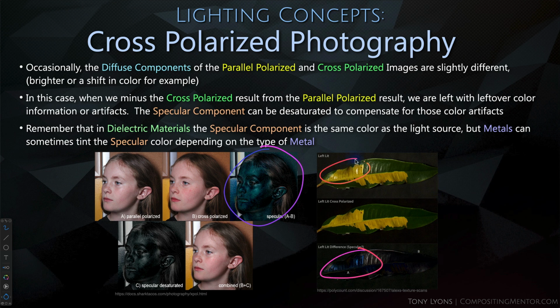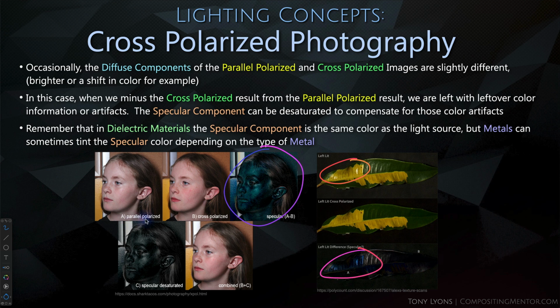It's probably better represented by this leaf, where remember that we're only seeing half of the diffuse component at any given time, depending on how we rotate that second filter. And that is assuming that both of the diffuse components that we're seeing are equal, but they might be slightly different. And when you minus them, you're going to get a little bit of difference, and maybe that is going to show in some extra color.